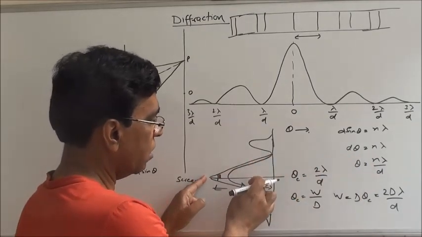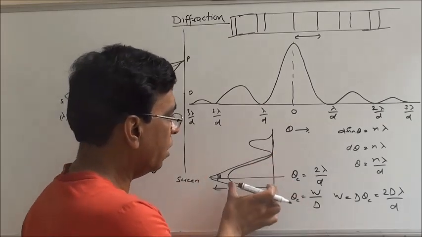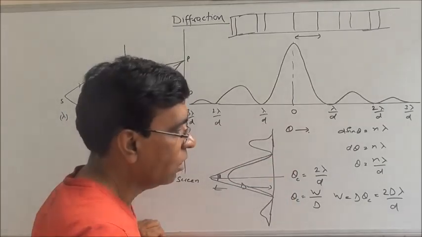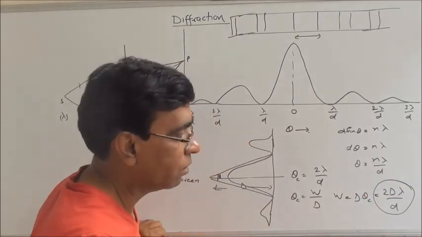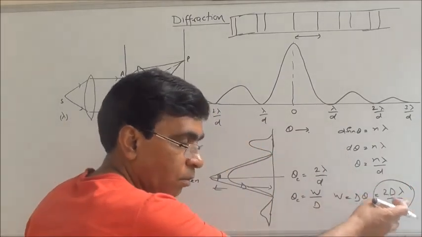This is lambda by d, this is lambda by d, 2 lambda by d, and divided by this distance, this will give me this. Angle is equal to arc upon radius. And fortunately we are getting the same expression. D lambda by d was the fringe width. It is just double of that.